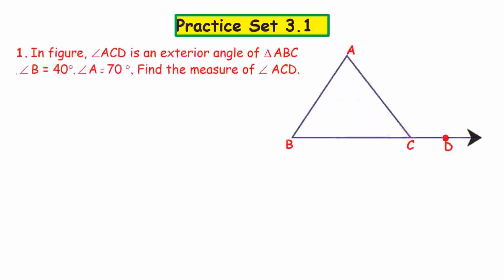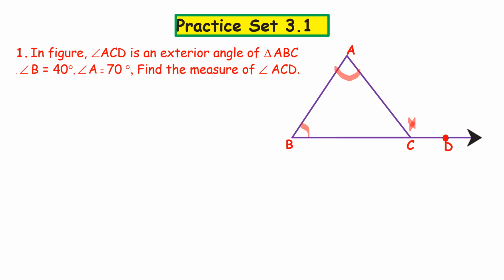Practice set 3.1. First example. In the figure, angle ACD is an exterior angle of triangle ABC. Angle B is equal to 40 degrees. Angle A is equal to 70 degrees, given. So find out the measure of this angle, that is ACD. Angle ACD is equal to angle A plus angle B.